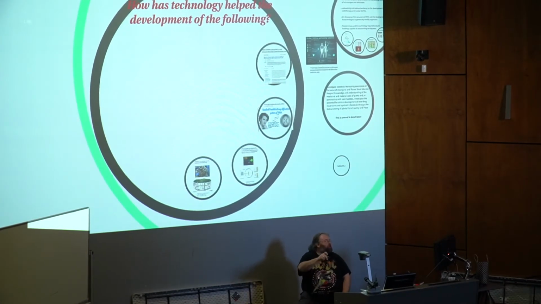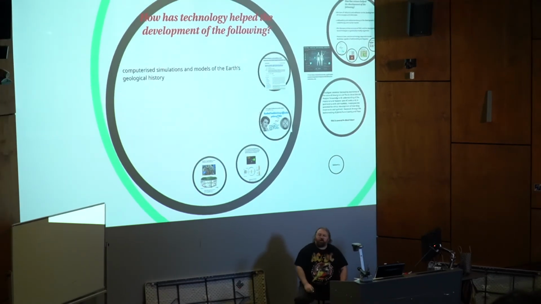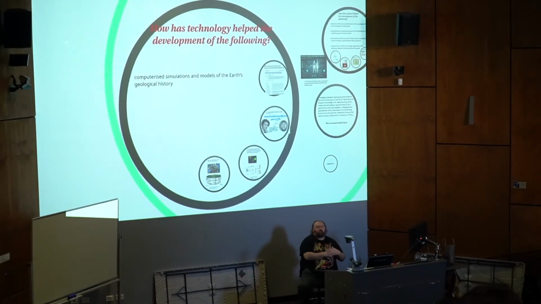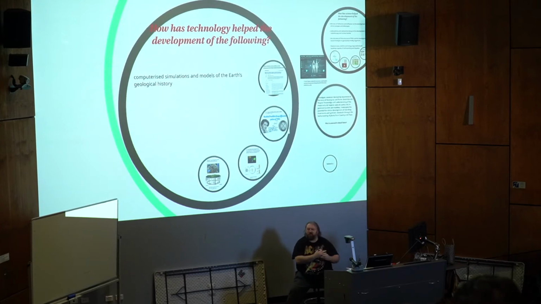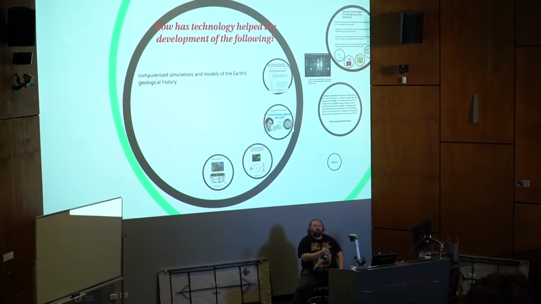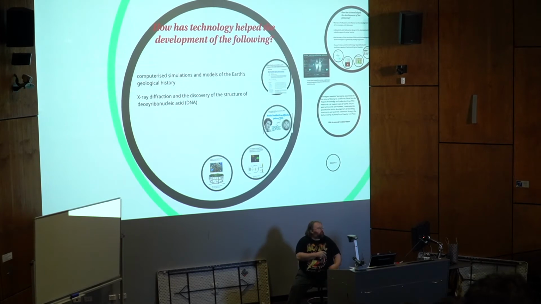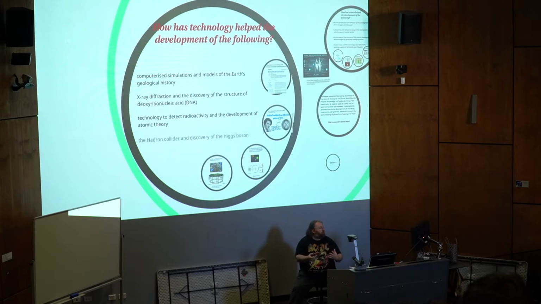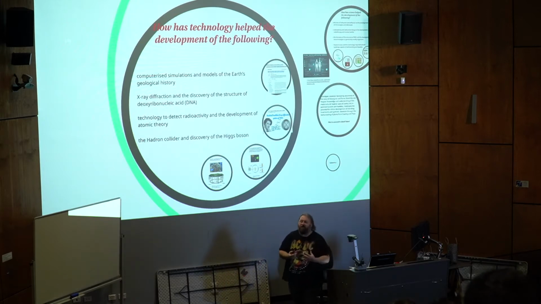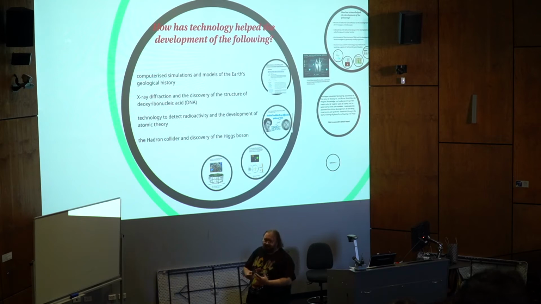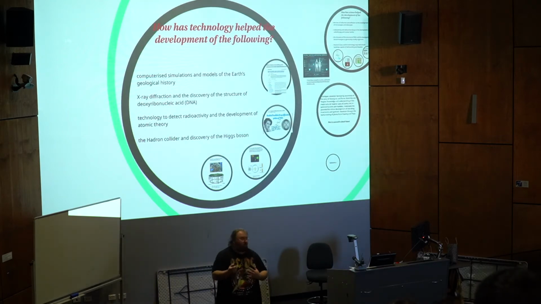Technology helps in developing things. So we've got 4 examples. When it gives you 4 or 5 examples, you don't need to memorize them in great depth. You just have to know about them essentially and how they kind of work. So computerized simulations and models of the Earth's geological history, X-ray diffraction, DNA, technology to detect radioactivity, atomic theory, and the Hadron Collider and the discovery of the Higgs boson. I don't need to know a physics background of the Higgs boson. I have trouble understanding it myself. I just know the basics of it.